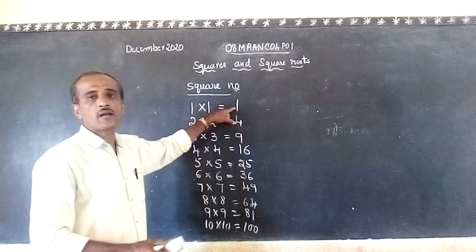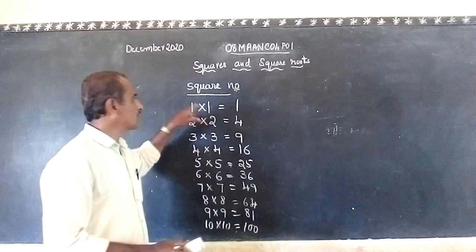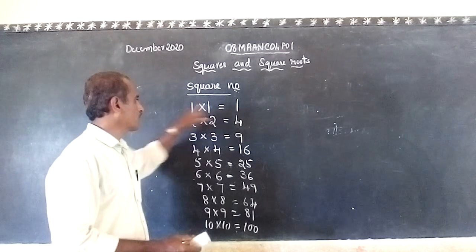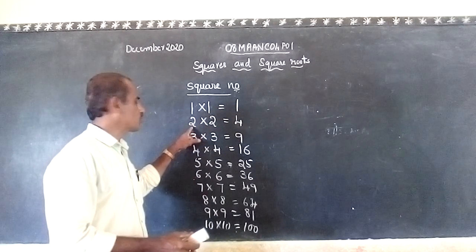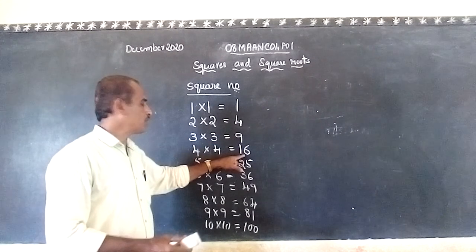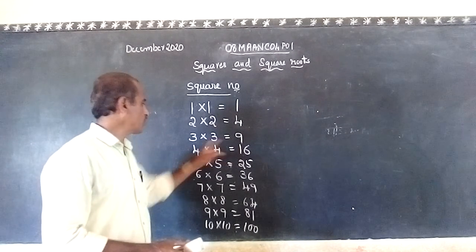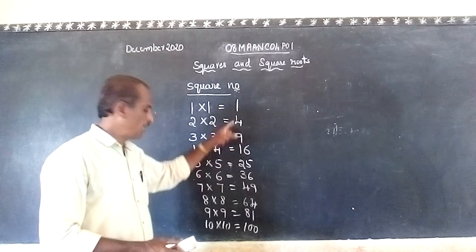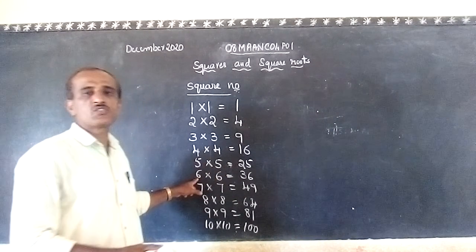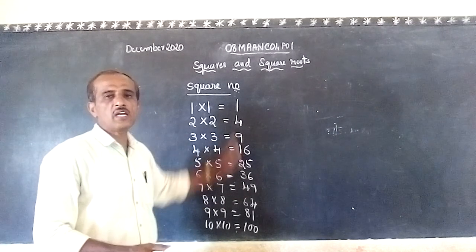So 1 is the square of what? How to get this one? By multiplying 1 by that 1, you will get this 1. Therefore, for square number 1, its root is 1. For square number 4, its root is 2. For square number 9, its square root is 3. 16 is a square number, its square root is 4, because 16 is obtained by 4 into 4. In the same way, 36 is a square number, its square root is 6, because 36 we have obtained by multiplying 6 by 6. So, like this, it continues.